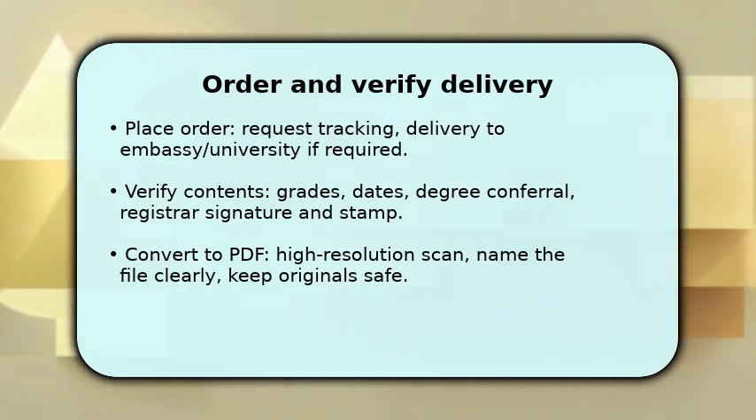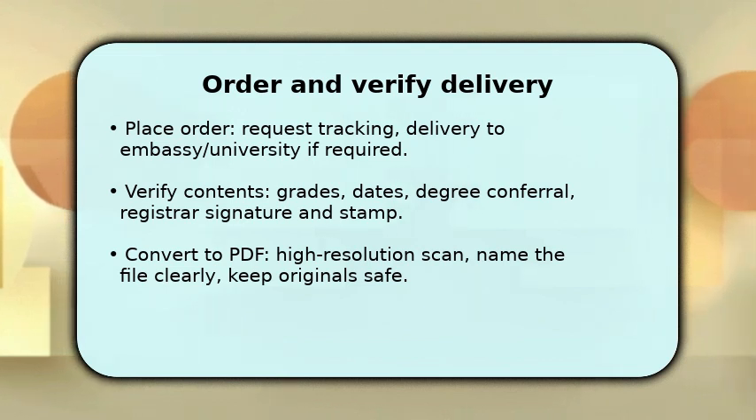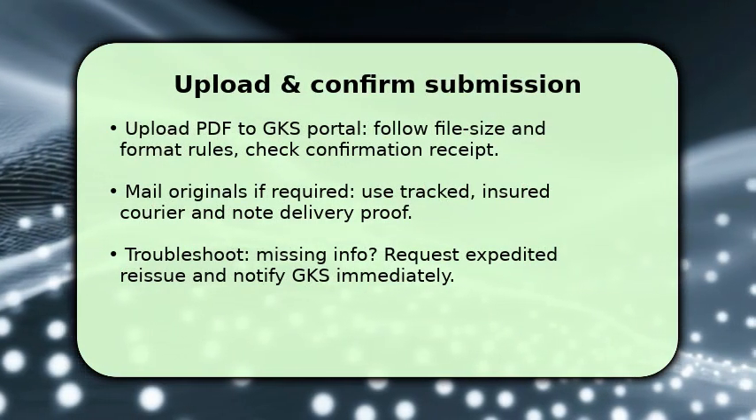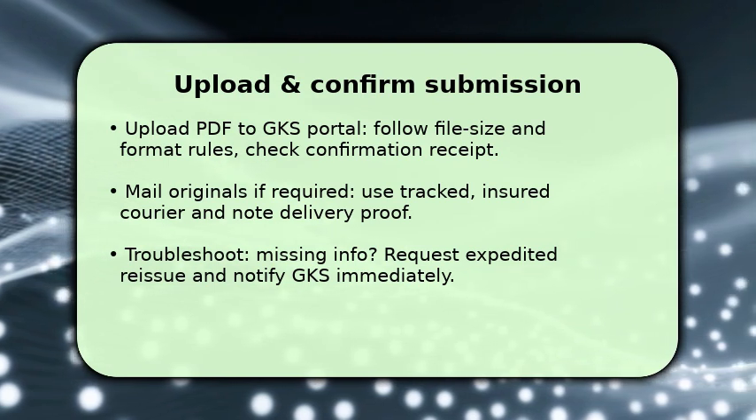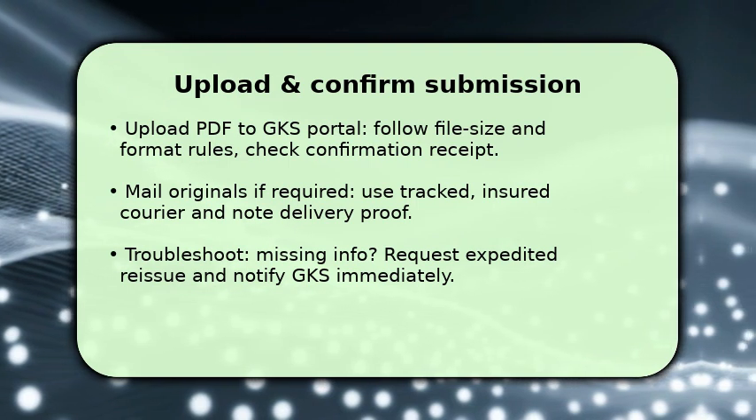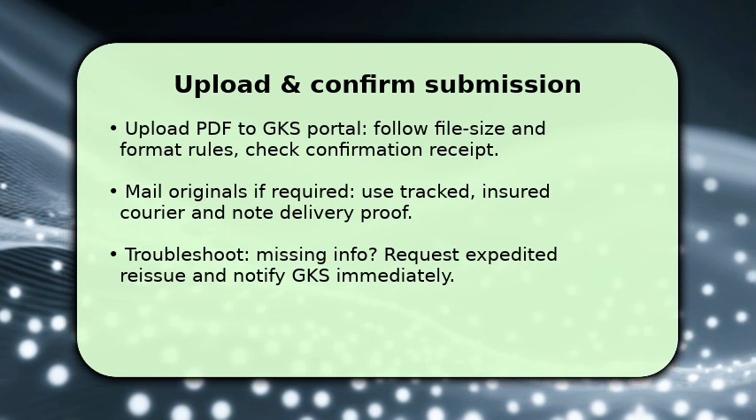Then scan a high-resolution PDF, name it with your full name and ID, and store originals in a secure folder. This prevents delays during the application upload step. Now upload the PDF to the GKS application portal, making sure you meet file size and format requirements. After upload, wait for the confirmation receipt and save that screenshot. If originals must be mailed, use a tracked, insured courier and keep delivery proof.